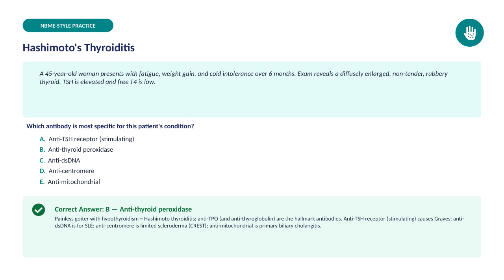In contrast, anti-TSH receptor antibodies are seen in Graves' disease, which causes hyperthyroidism. Other antibodies like anti-dsDNA, anti-centromere, and anti-mitochondrial antibodies are associated with lupus, limited scleroderma, and primary biliary cholangitis, respectively, and don't fit with this clinical picture. So antithyroid peroxidase antibodies are the hallmark finding here.